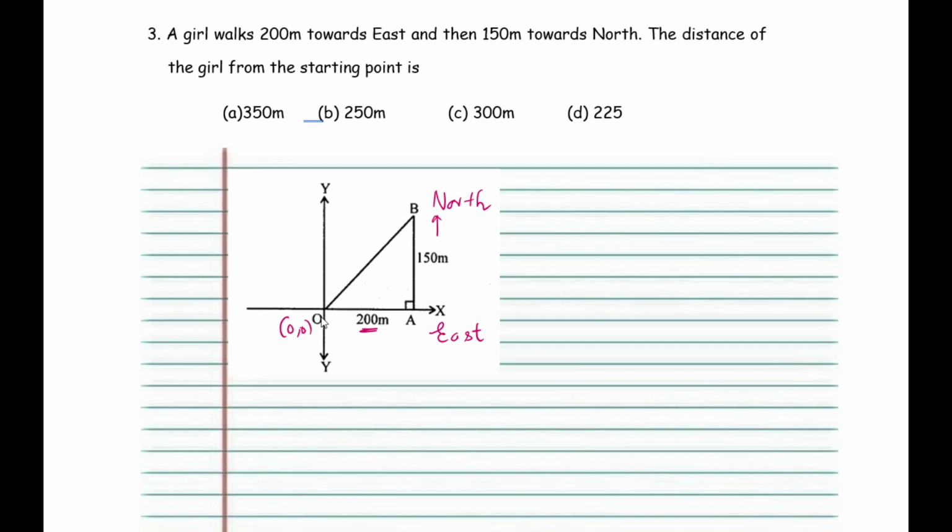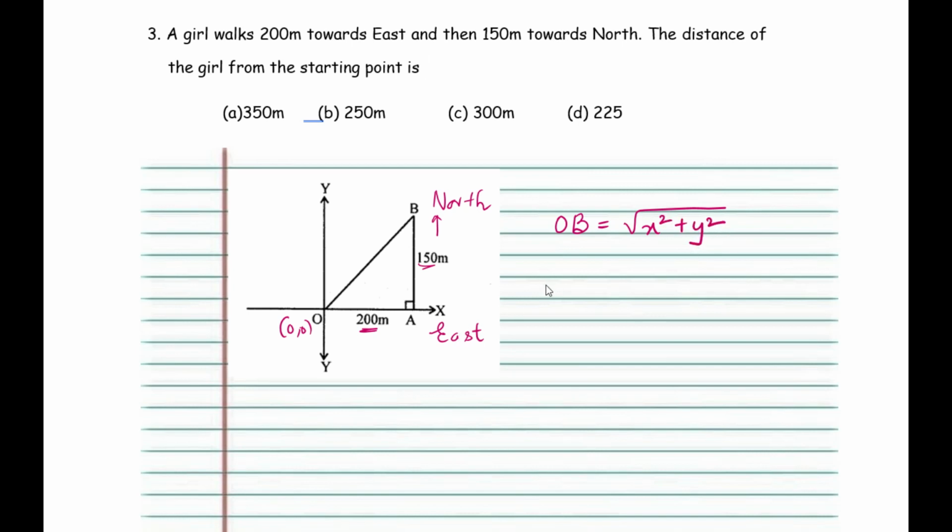We need to find out the distance of the girl from the starting point, that is from the origin to the point B. Therefore, the distance between the origin and the point is root of x square plus y square. What is x? X value is 200 and y value is 150. Therefore, the distance OB equals square root of x square plus y square.